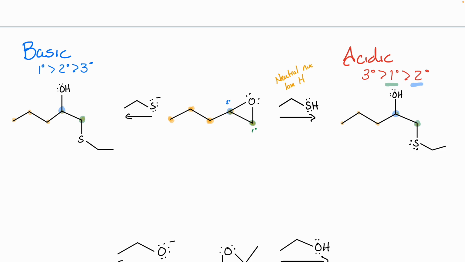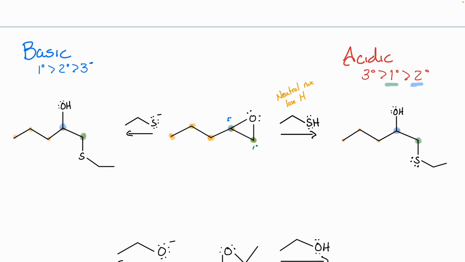All right, so what was the difference between my products here? There's no difference. In both cases, whether I carried this reaction out under basic conditions with my sulfide ion here, or whether I did it under acidic conditions with my thiol, I'd get the exact same product.